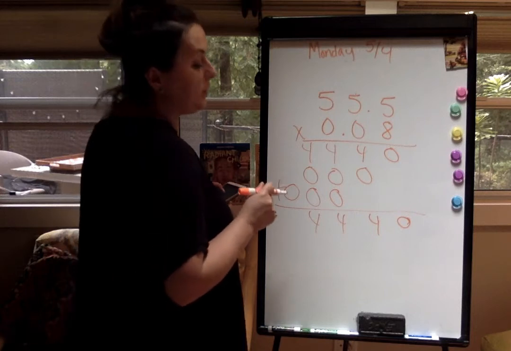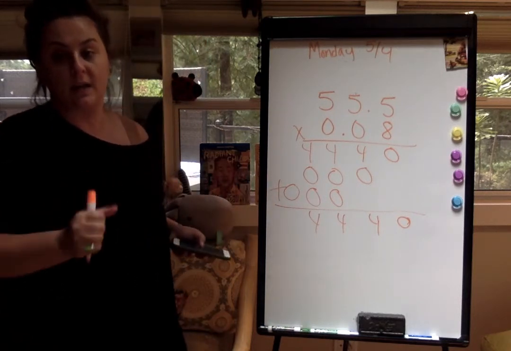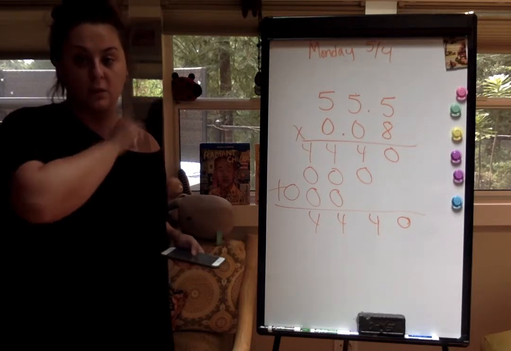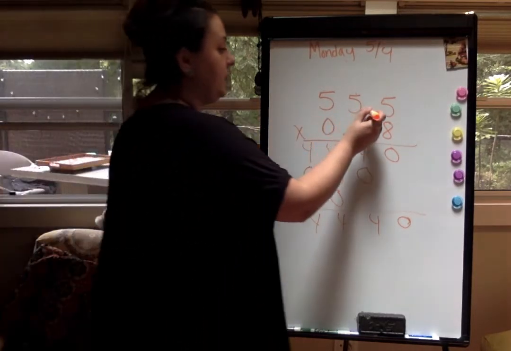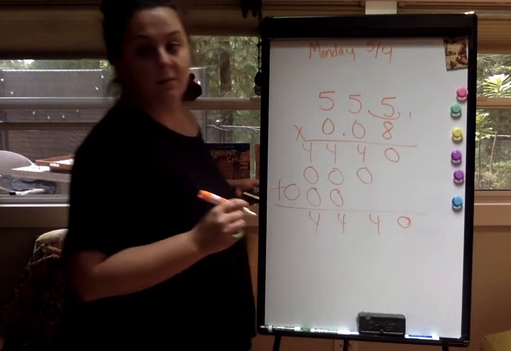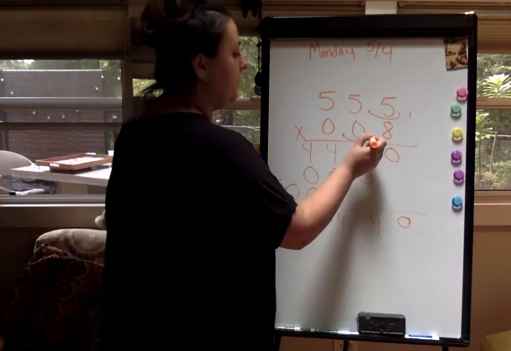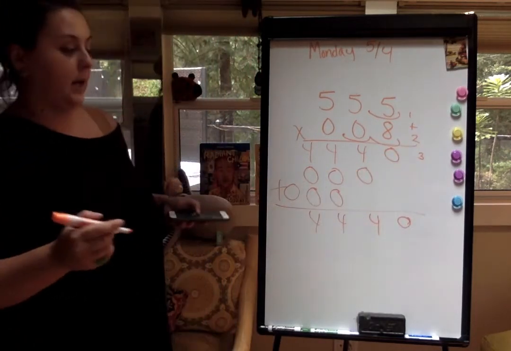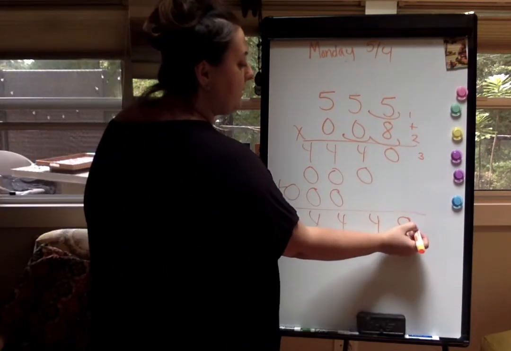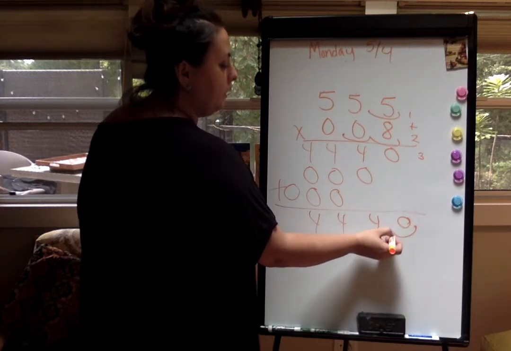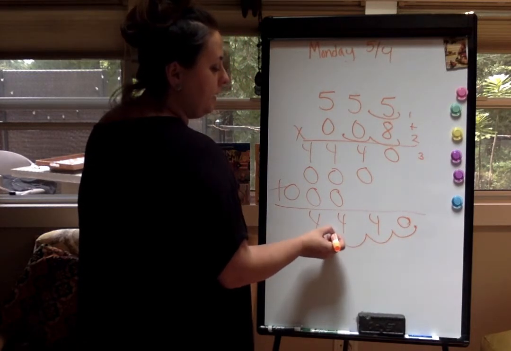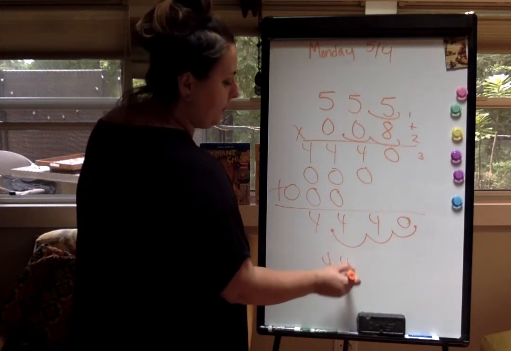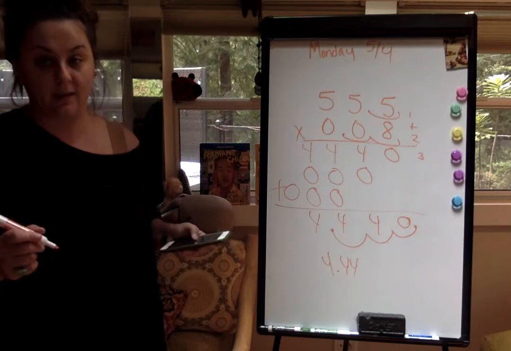So now we need to figure out where we're going to put the decimal point. So count the spaces to the right of the decimal. Here we have 1 space. Okay? Here we have 2 spaces. Add them together, you've got 3. Come over here to the end of your whole number. 1, 2, 3. Your answer should be 4 and 44 hundredths.